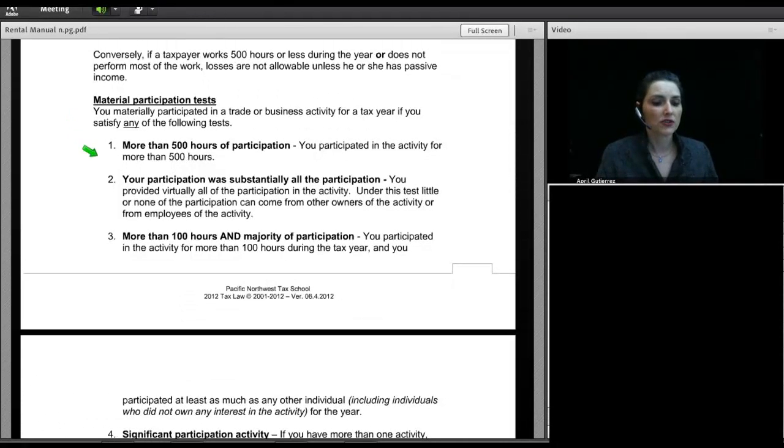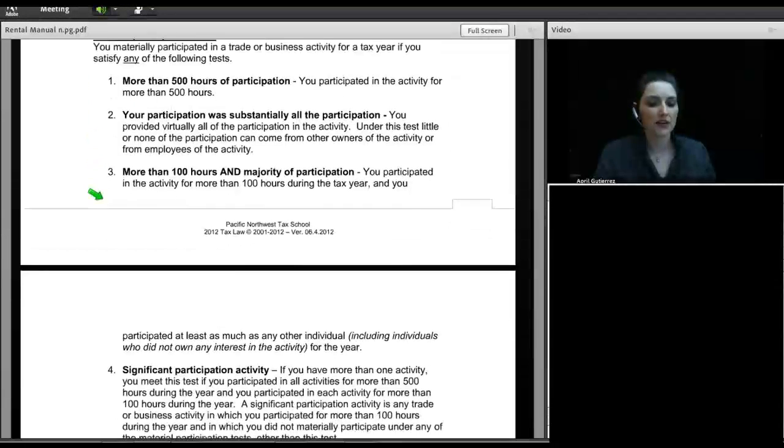The first one is more than 500 hours of participation. If you participated in the activity for more than 500 hours, you are materially participating. Number two, your participation was substantially all of the participation. You provided virtually all of the participation in the activity. Under this test, little or none of the participation can come from any other owner of the activity or from any employee of the activity.